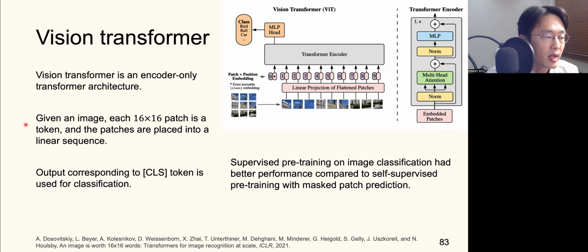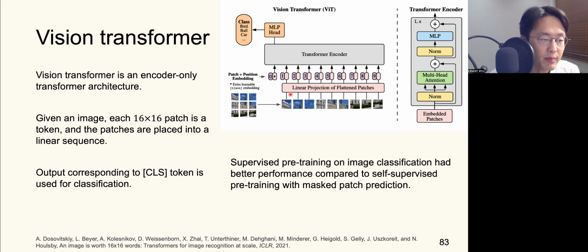So given an image, you form 16 by 16 image patches, like this, and each patch then corresponds to a token. The patches are then placed into a linear sequence. These 16 by 16 patches are provided as input tokens to the encoder-only transformer. And then we have basically the equivalent of a CLS token. The vision transformer is then trained on image classification, so you attach the MLP head and a classification head at the CLS token position, and it is trained at large scale on image classification tasks.